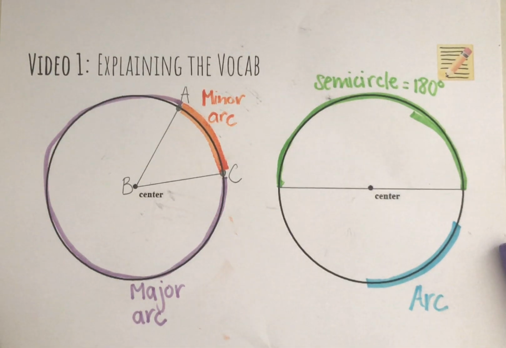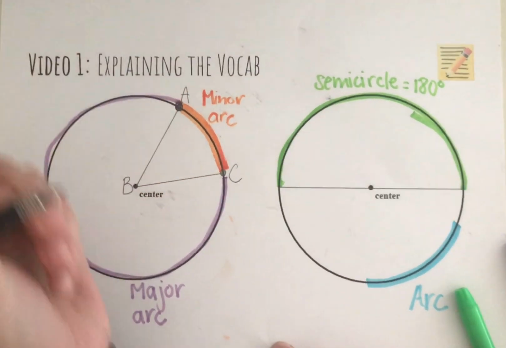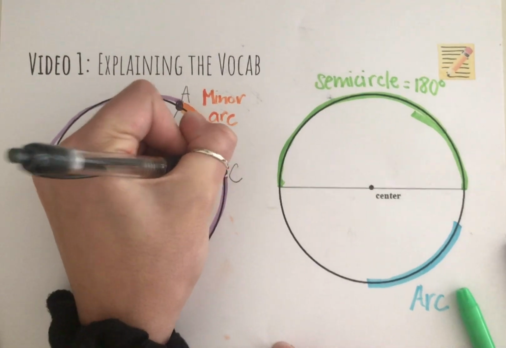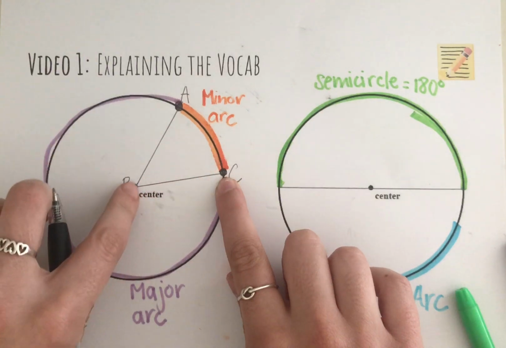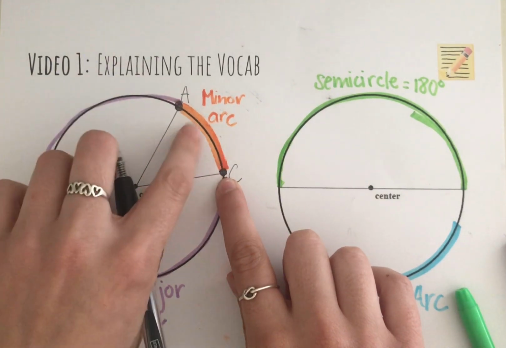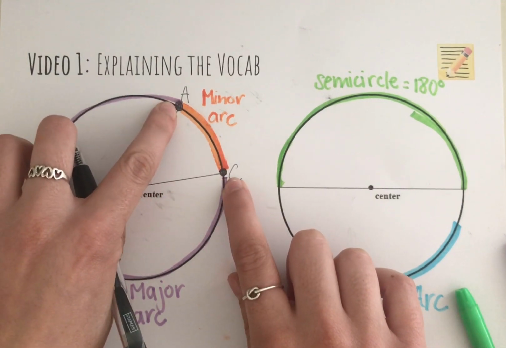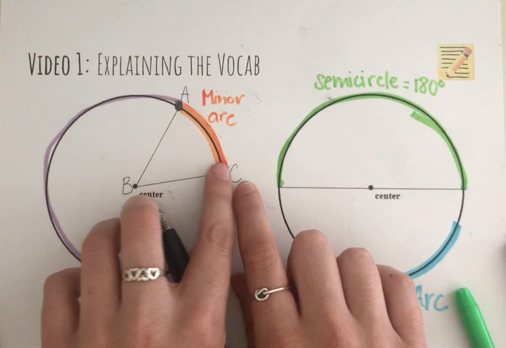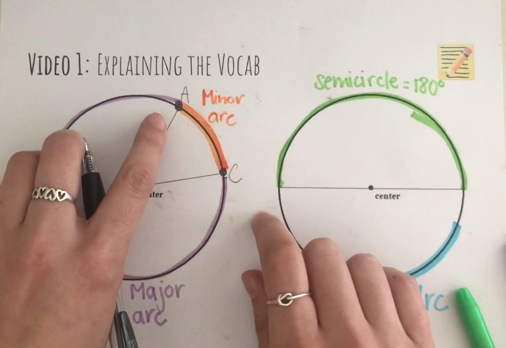Now the last word I want to introduce to you is an intercepted arc. So just like you would intercept a catch in football, right? You would block it from reaching the other person. This point right here, A, and this point right here, C, they intercepted the circle, right? And they created this little arc. So the arc right here is called the intercepted arc because it is intercepted by the letters A and C. So when an angle creates an arc on a circle, we call that arc the intercepted arc.